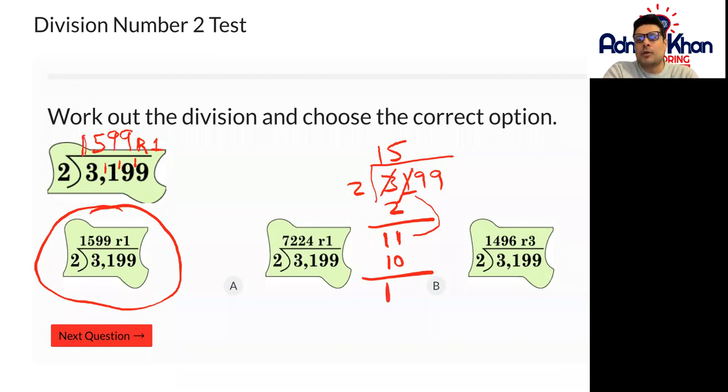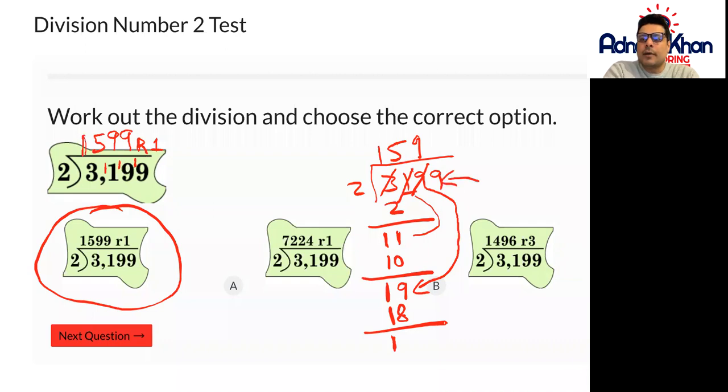Let's put 1 there at the bottom, and let's bring this 9, which is our next number, right to the bottom to make 19. How many times can 2 go into 19? So 2 times 9 is 18. All right, so let's cross this number out because we've used this 9 now. And let's take away 18 from 19, and that gives us a remainder 1.